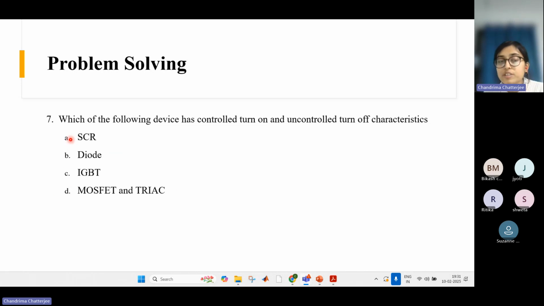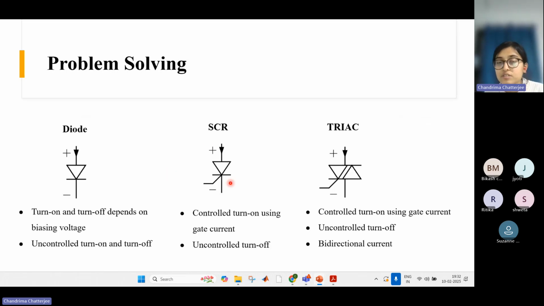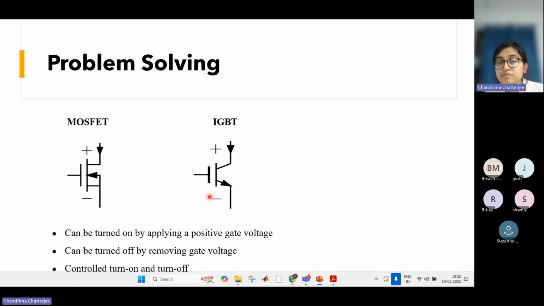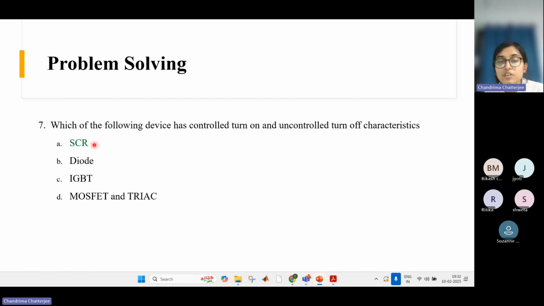The only correct option is SCR because for SCR the turn off is uncontrolled. Okay. So the correct option is SCR. And MOSFET and IGBT, we already talked about. For both MOSFET and IGBT, both turn on and turn off are controlled. Okay. We can control both the turn on transition and the turn off transition. So these two options are not valid. Only the correct option is SCR. SCR is called a semi-controlled device because only turn on is controllable, turn off is not controllable.